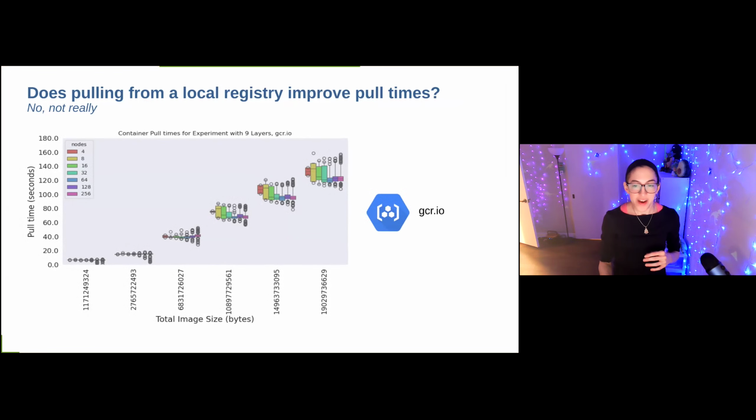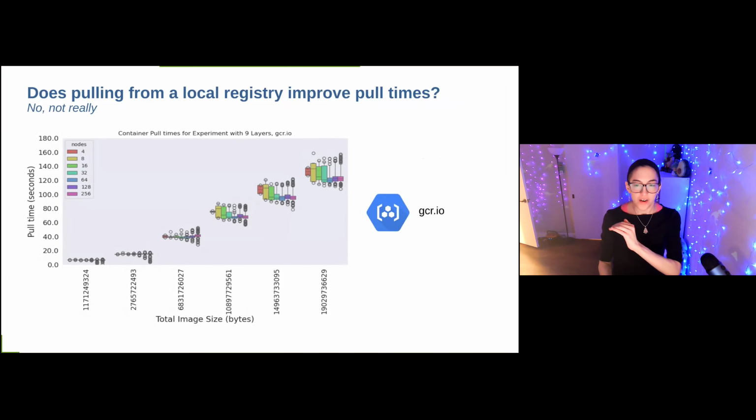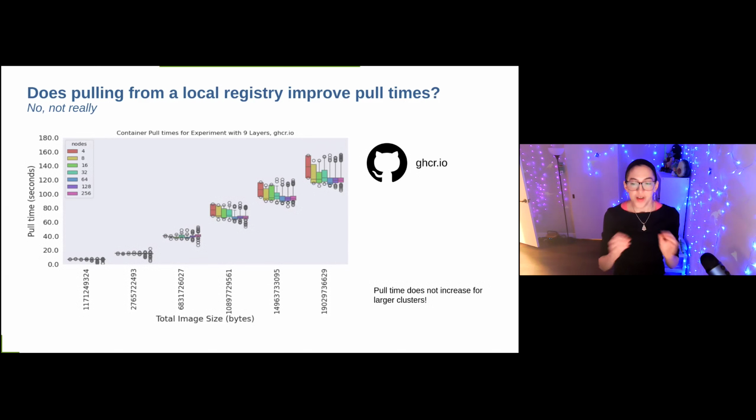Yeah, the interesting thing is that when I first looked at this, I was like, oh, there's more variability, for example, in the size 4 cluster. But then you look at the larger sizes, and actually it goes down, and it seems either random or not a really consistent pattern. The other thing that really surprised me, which you might see right off the bat, is that the pull time doesn't increase for larger clusters.